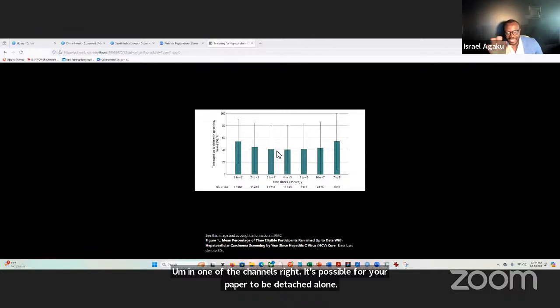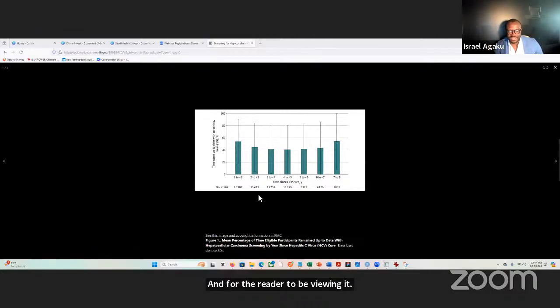So you see this paper in JAMA, I see figure 1, mean percentage of time eligible participants remain up to date with hepatocellular carcinoma screening by year since hepatitis C virus cure, right? I know that the error bars denote standard deviations. The axes are clearly labeled. See, this is from 0 to 100.